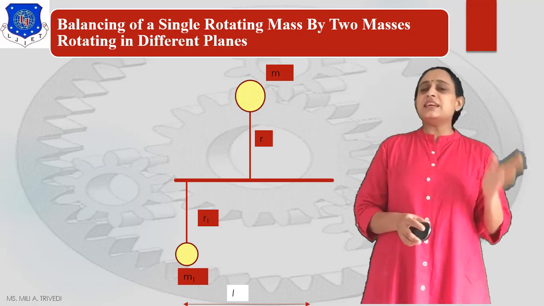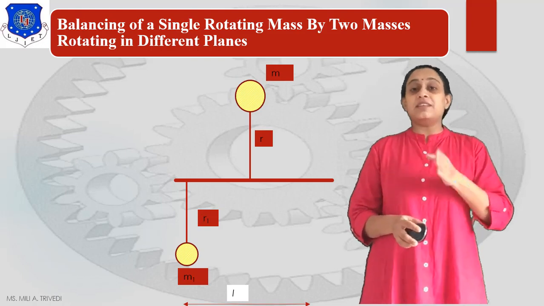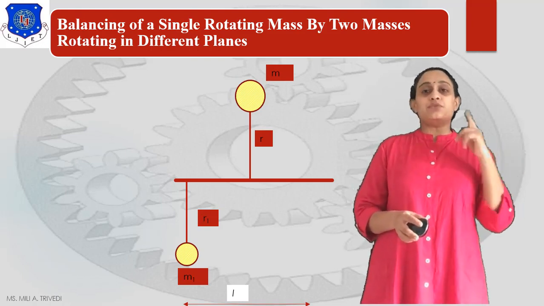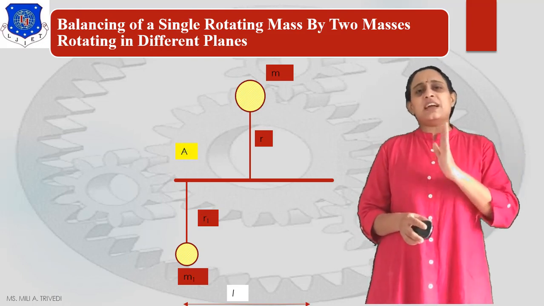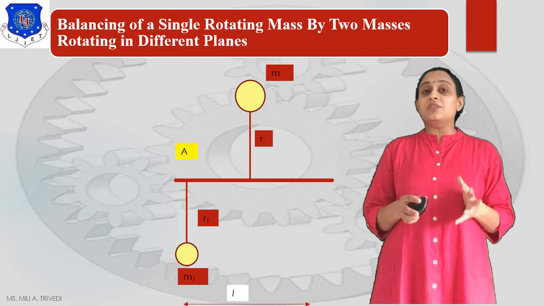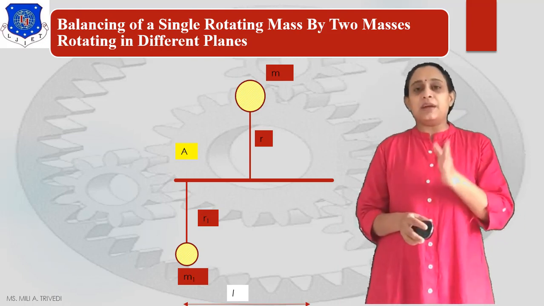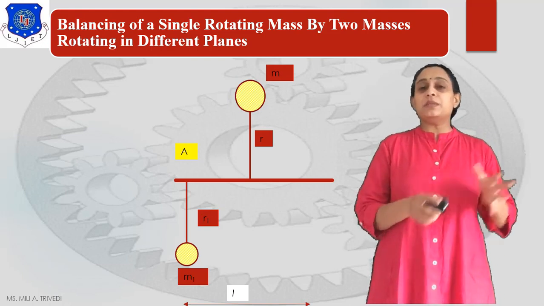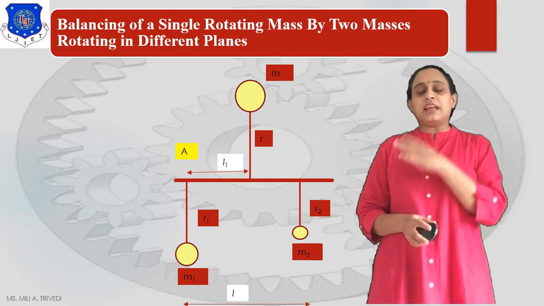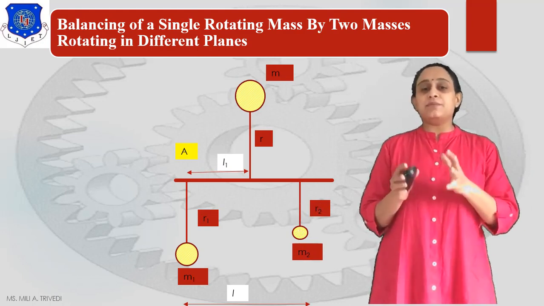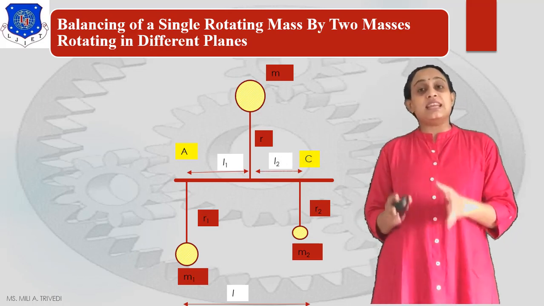Now assume there are other masses which need to balance this disturbing mass m at radius r. The first balancing mass is m1 at radius r1, attached at plane A. It means the plane of mass m and r is different from that of mass m1 and r1. The next mass is m2, attached at radius r2, and its plane is C.